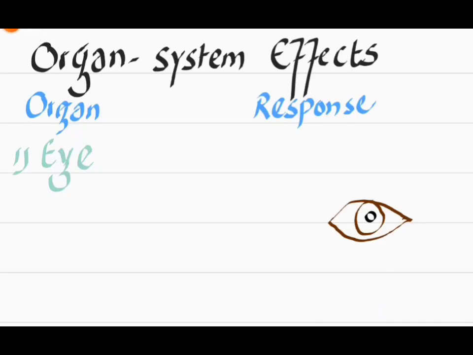As far as organ system effects are concerned, the first organ that we are going to discuss is the eye. In the eye, parasympathomimetic drugs cause miosis. Miosis is the constriction of the pupil. What actually happens is that the muscarinic receptors are present around the pupil in the circular muscles. These muscles contract, and as a result of their contraction, miosis is seen, that is, the size of the pupil is reduced.